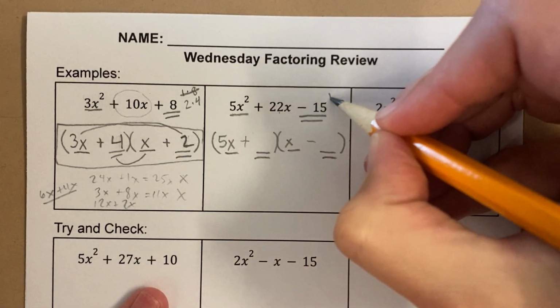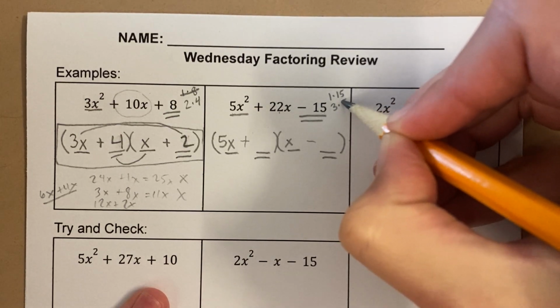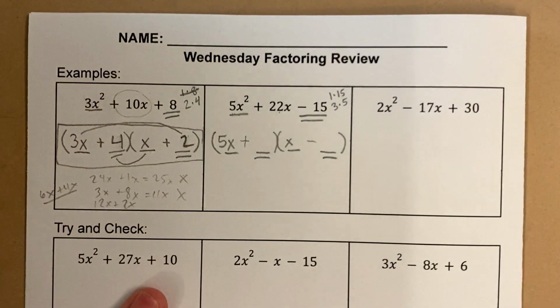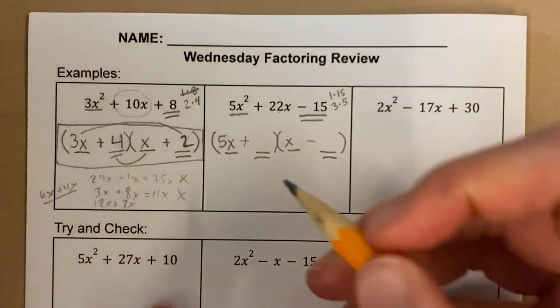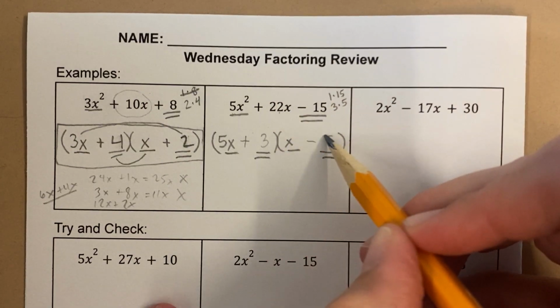Now for 15, it could be 1 times 15. Does 2 multiply to 15? No. 3 multiply to 15? Yep. Does 4? Nope. Okay, so those are my 2 pairs. 1 and 15, 3 and 5. So let's start with 3 and 5. So I'm going to put 3 here and 5 here.